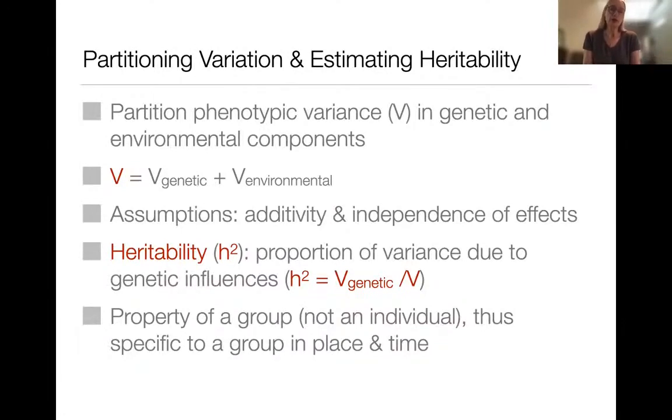You will often hear about the concept of heritability, denoted as H squared, which is the proportion of this total variance that's due to genetic influences. It's important to remember that this is a property of a group, not an individual, and thus it's also specific to that group in place and in time.